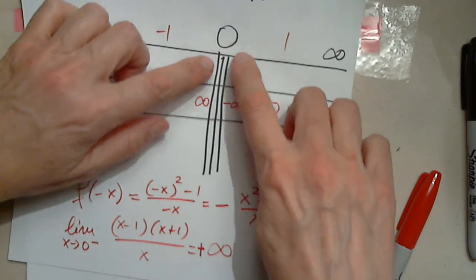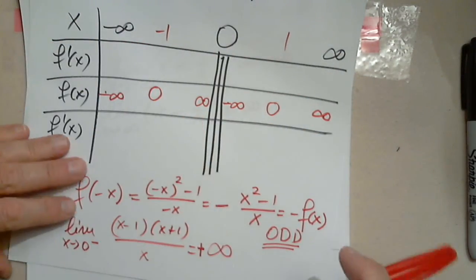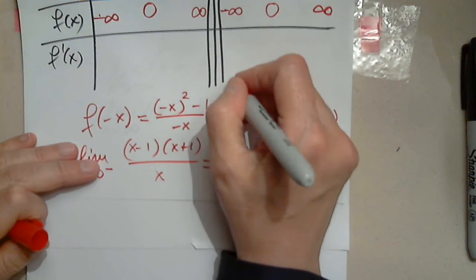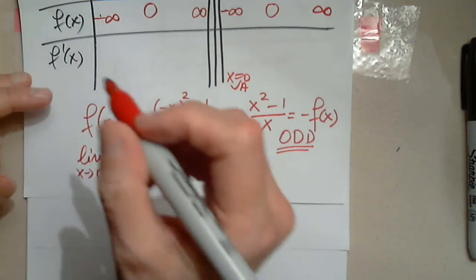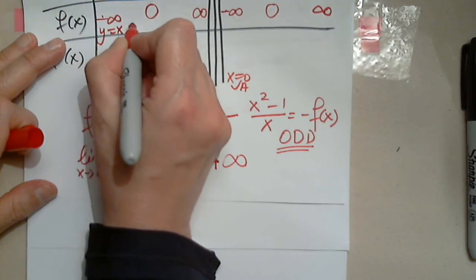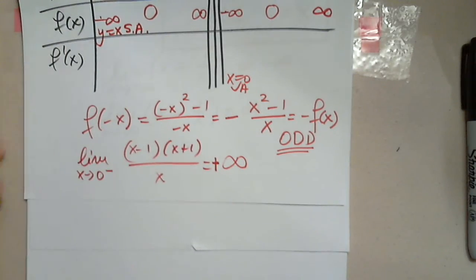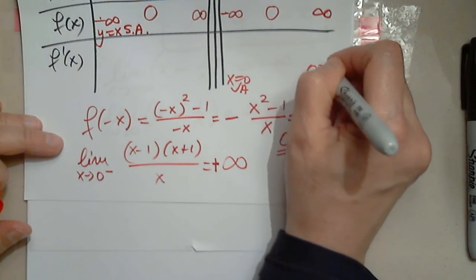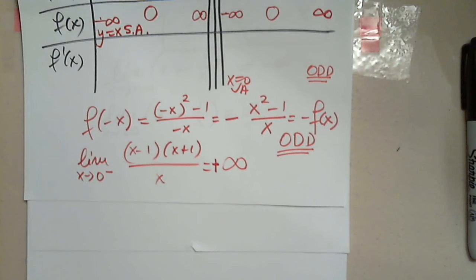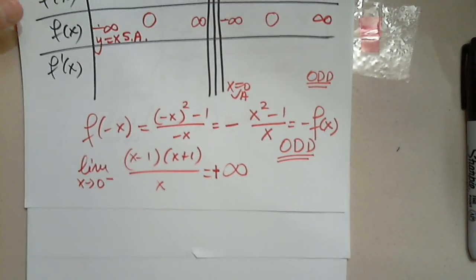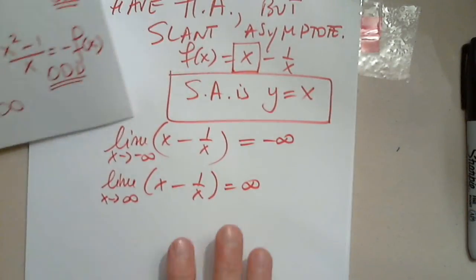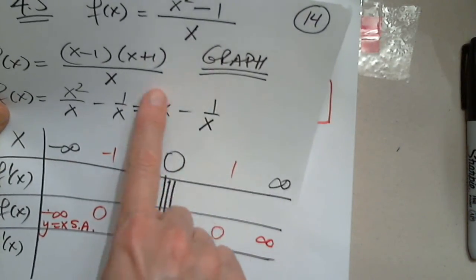X and y intercepts, I cannot plug in 0. Vertical asymptote. So x equals 0 is a VA. Y equals x is a slant asymptote, so I don't forget. And then somewhere I also write that the function is odd, so I don't forget. Now I have to study the first derivative. Not difficult because of this form.